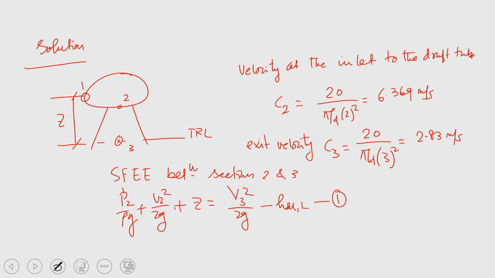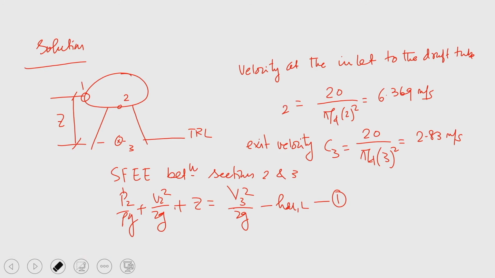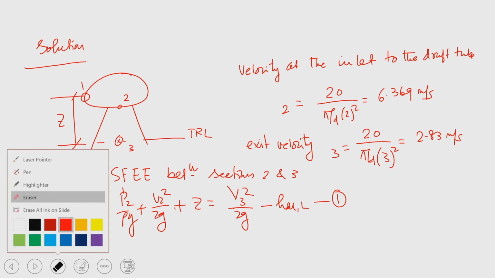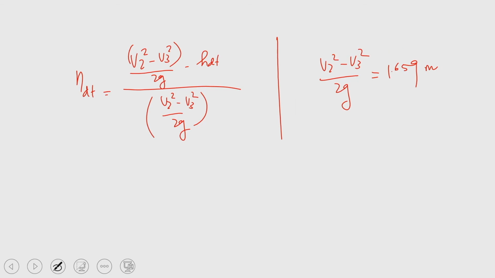So, let me write V2 and V3 instead of C2. Now, putting the values of V2 and V3, we get this, which is basically the ideal kinetic energy recovery.